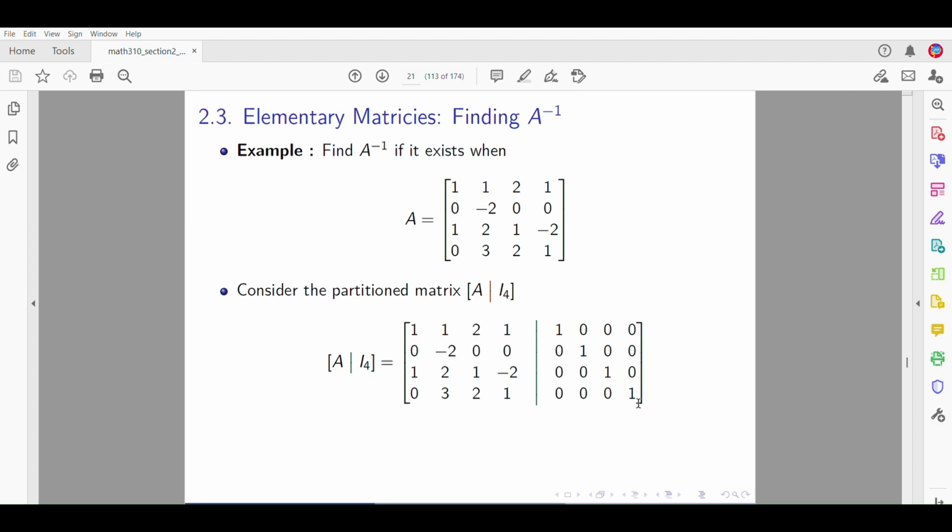Now you are going to do reduced row operations on the entire partitioned matrix so that A is brought to its reduced row echelon form. That's the process. I have a 1 here, that's good. I want to get a 0 here.